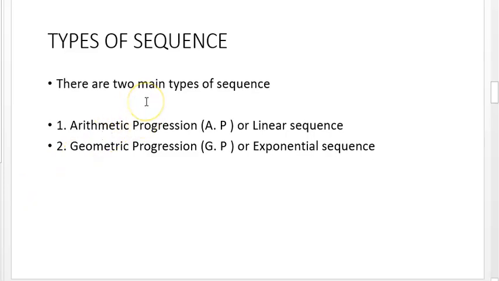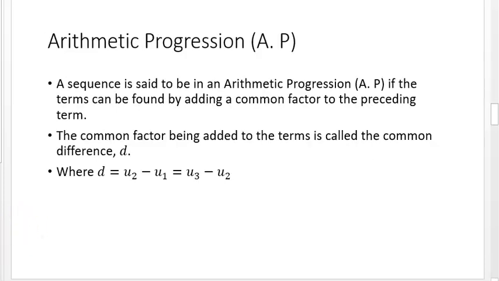So, types of sequence. We have two main types of sequence. The first is arithmetic progression, AP, or linear sequence. Second is geometric progression, GP, or exponential sequence. So these are the two main types. There are other types, but these are the two main types for now.